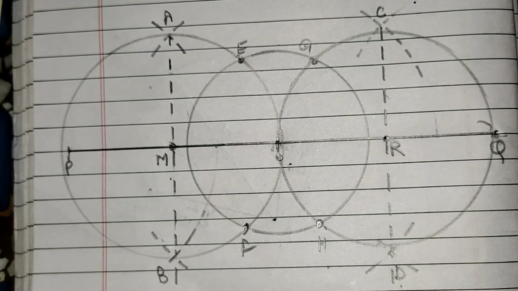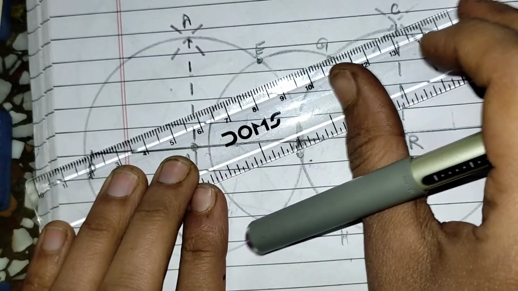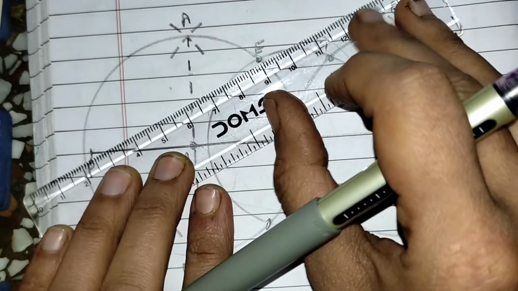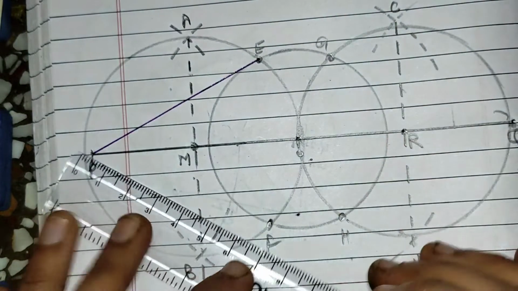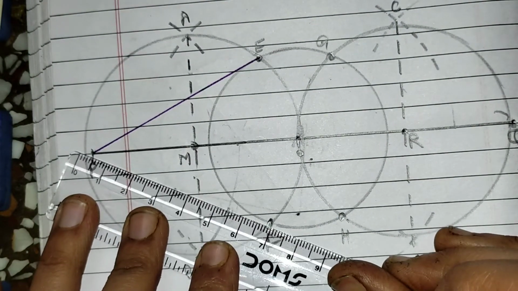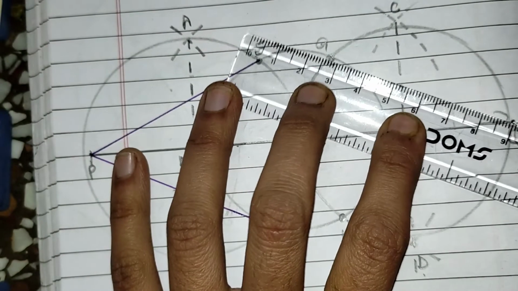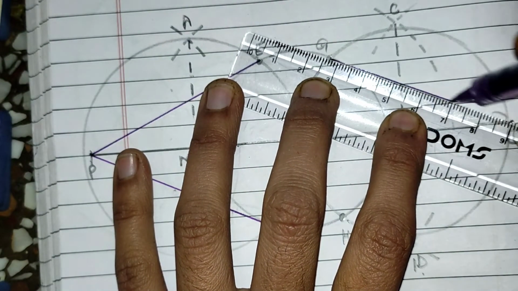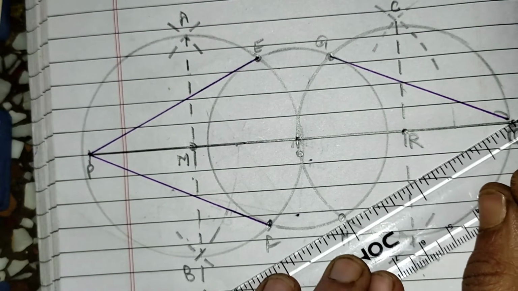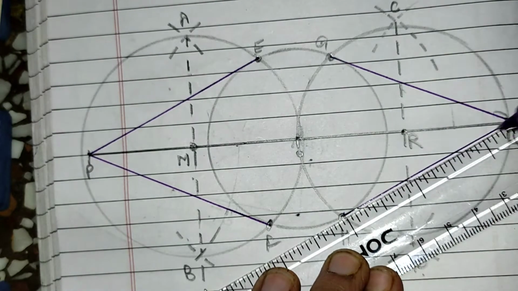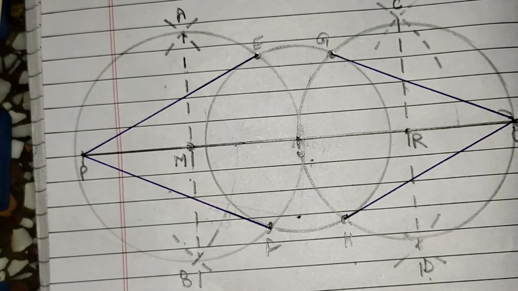So when you join these 4 points, then what will you get? Then you will get your 4 tangents. So this with E, this with my F point and this with my G, and we have to join this point with H. Okay, so these are my 4 tangents, right?